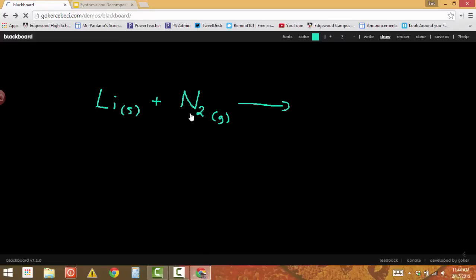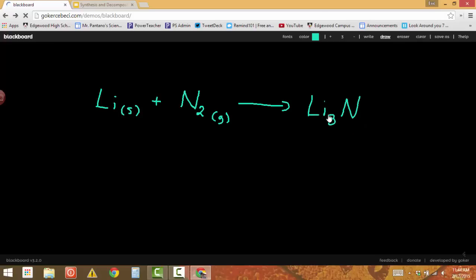All right, so we have a metal plus a nonmetal. Metal plus a nonmetal, the product will be an ionic compound. So the compound is going to be lithium and nitrogen together, lithium nitride. Li has a +1 charge, nitrogen has a -3 charge, so Li3N.